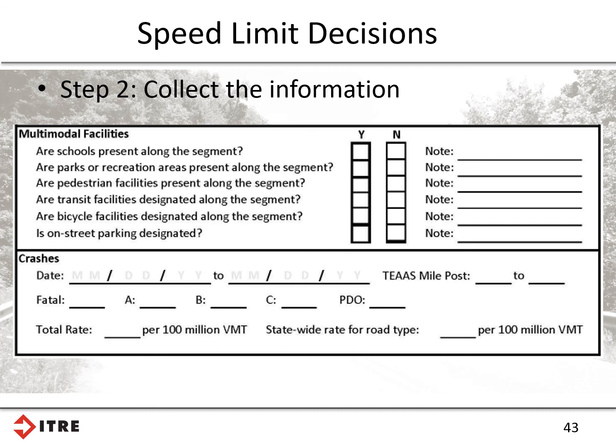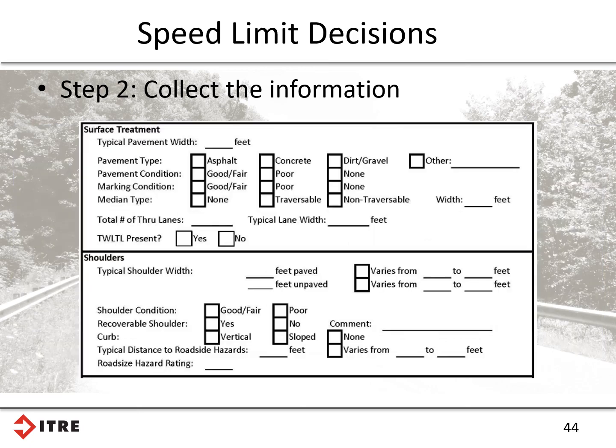Here are some other examples of information that would go into this if you decide it's necessary: the types of multimodal facilities and the crash information along the corridor. A lot of this can be collected in the office before you even do a site visit, which can then help inform some of the other information or observations you may need to make when you're actually in the field. For some of the field information, you may need to look at the surface treatment and its condition, similar for the shoulders, and any other things that may help influence a speed limit decision.